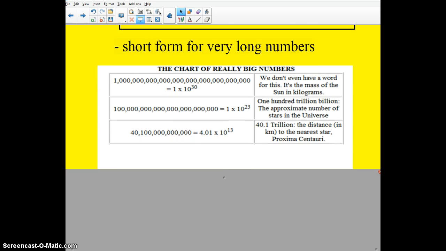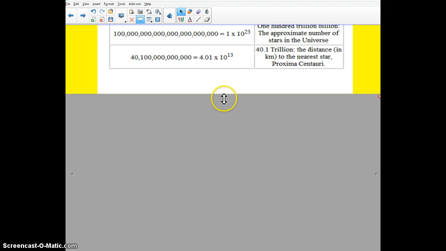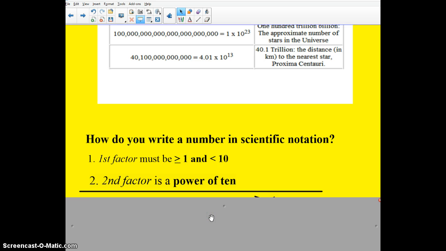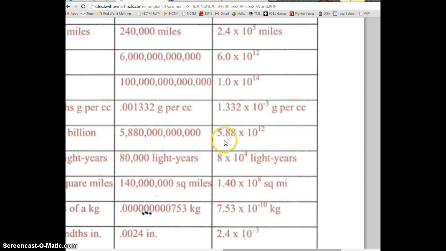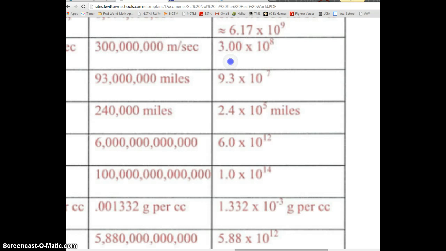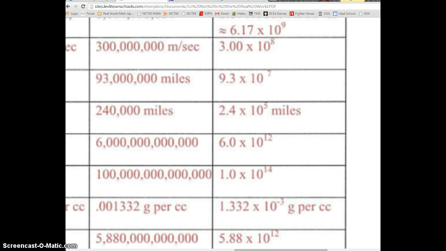So how is scientific notation written? And I mentioned this just a second ago, but there are two key things that happen. The first factor must be greater than or equal to 1 and less than 10, and the second factor is a power of 10. Again, if we go back to what I showed you at the very beginning, if you look at all these numbers written in scientific notation, the first factor is between 1 and 10, it's 3, 9.3, 2.4. They're all greater than or equal to 1 and less than 10, and then you see times 10 to the 8th, times 10 to the 7th, times 10 to the 5th.